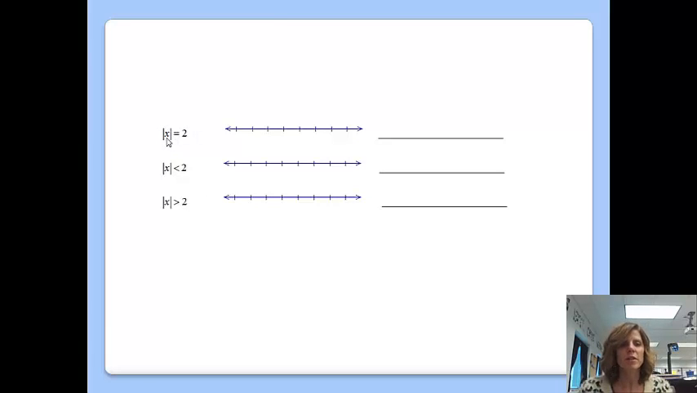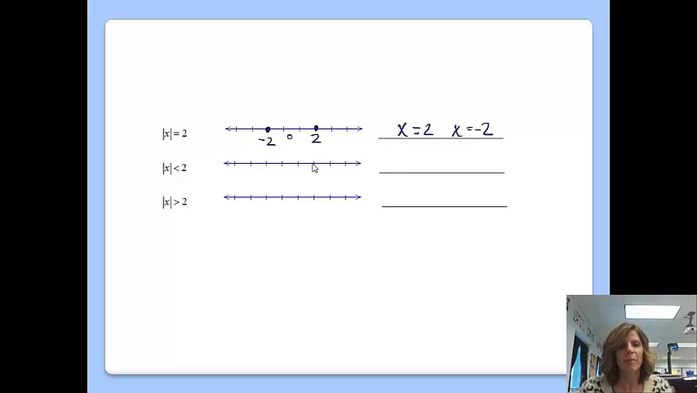The first one says the absolute value of x is equal to 2. So we're just going to try to graph and write what values would work. I know from our previous lesson that x would equal 2, so I'm going to put 2 on my number line. The other number that would work would be negative 2. I guess we could put 0 in the middle to kind of ground it. And that's it. My answer would be x equals 2 and x equals negative 2.